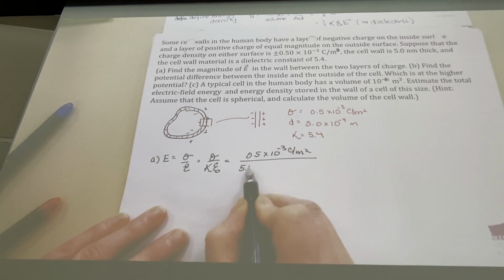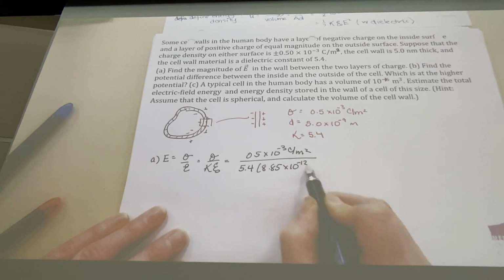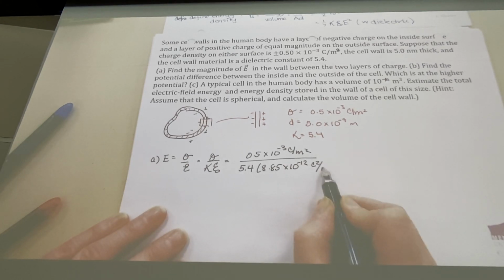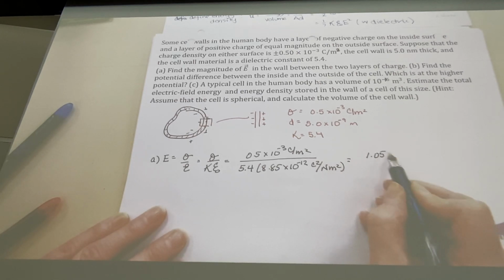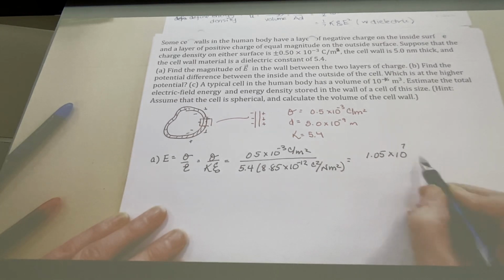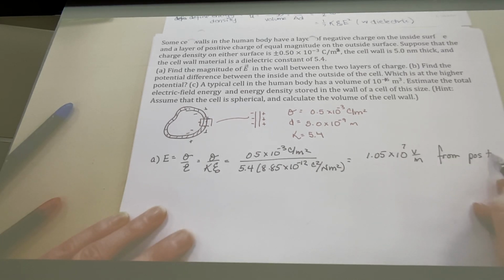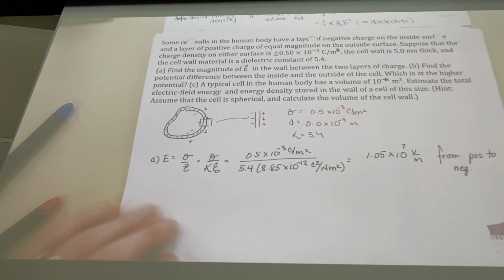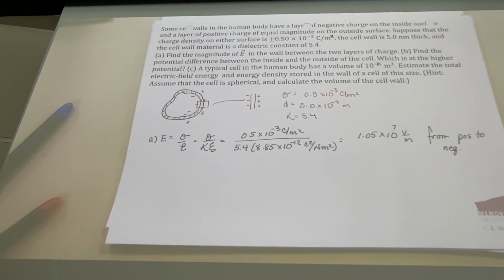And put our numbers in. And we get an electric field of 1.05 times 10 to the 7 newtons per coulomb or volts per meter. And because it's a vector, let's say from positive to negative. Or from the outer cell to the inner cell. Pointing inwards, in other words. Okay, any questions there? Okay.